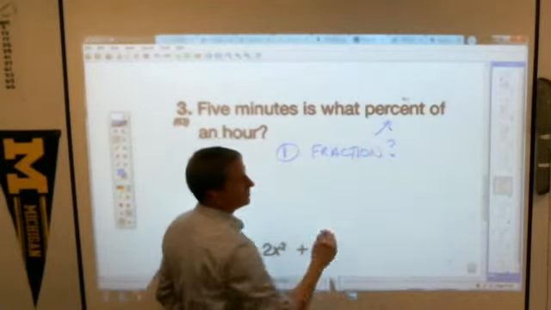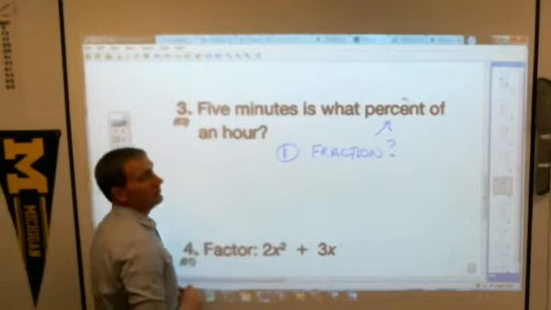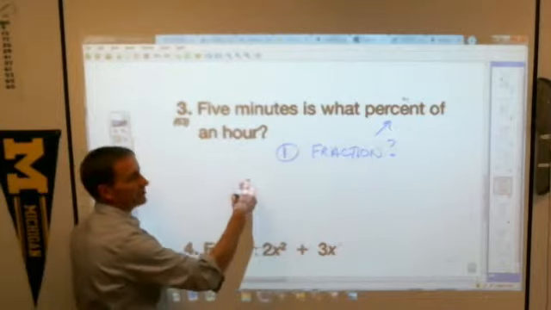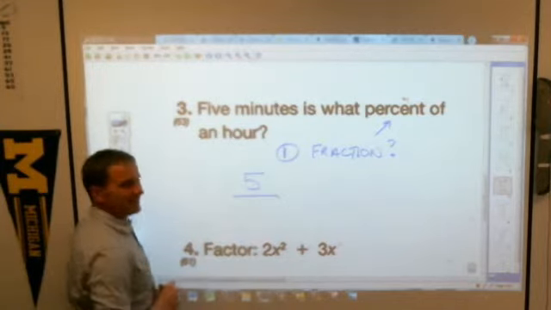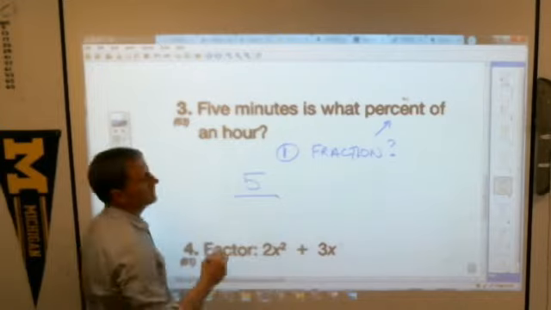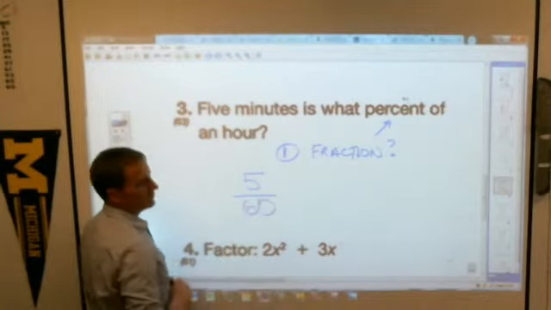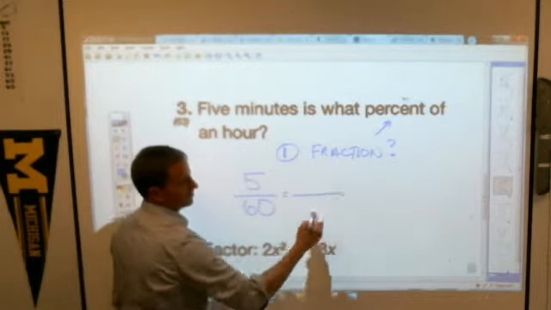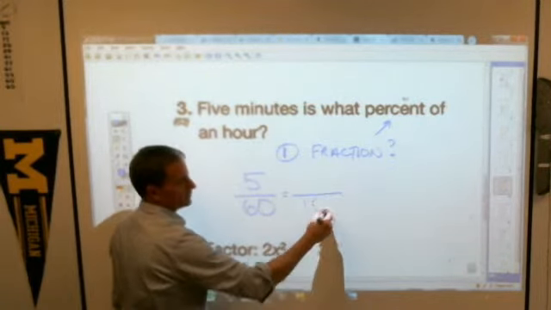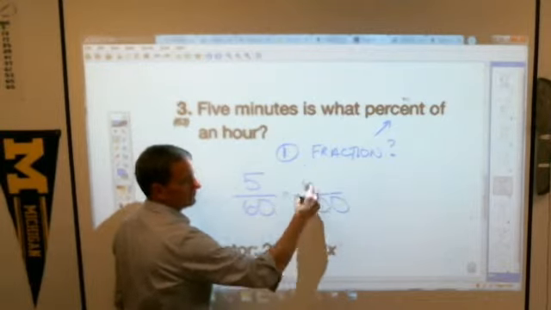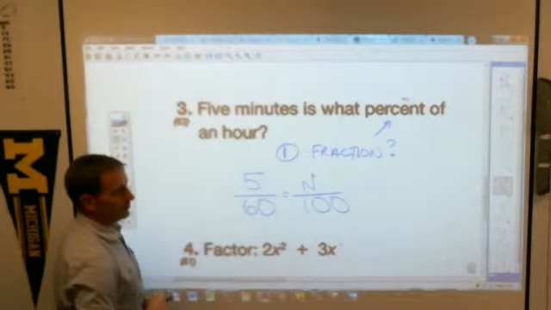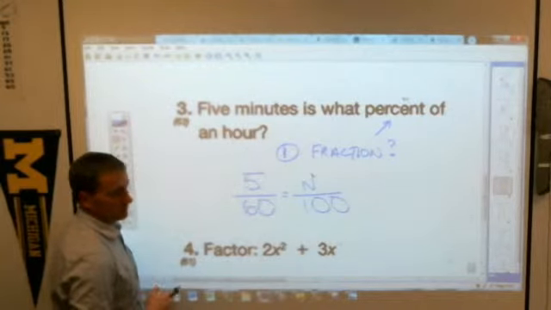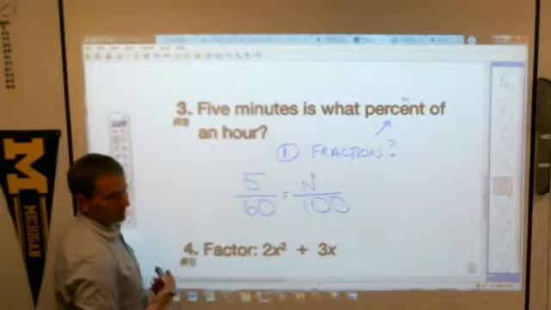Instead of percent, and then change the fraction to a percent. 5 minutes is what fraction of an hour? So if you're making a fraction out of it, how many minutes are there in an hour, Joseph? 60. So there's my fraction. I just want to make that into a percent, which means I want to make the bottom 100. 5 times what number equals that? And it's not going to be pretty, by the way, because it doesn't work out evenly.